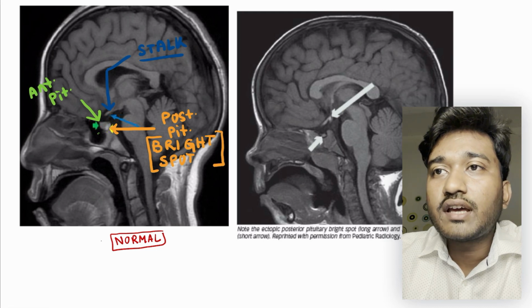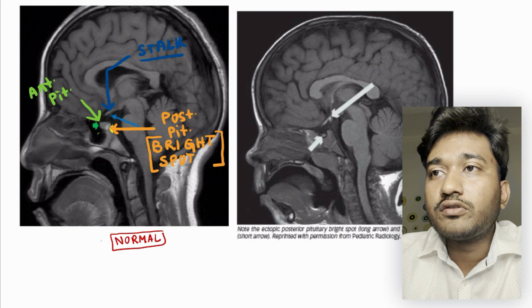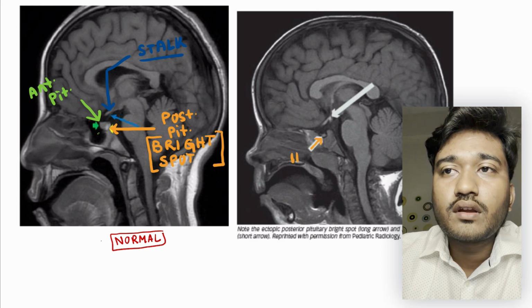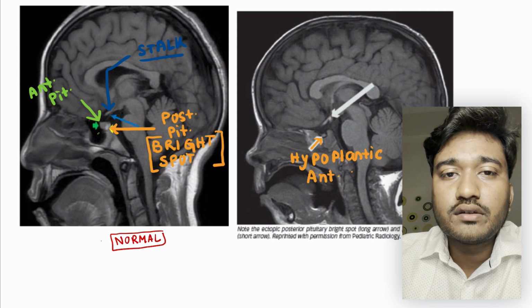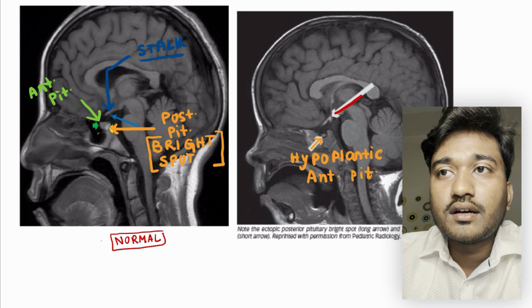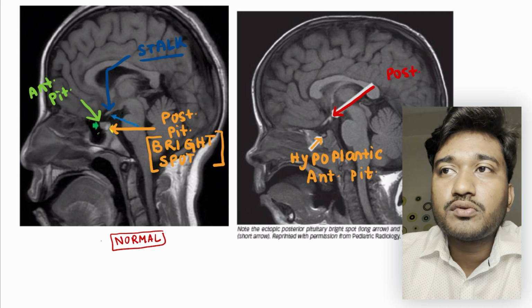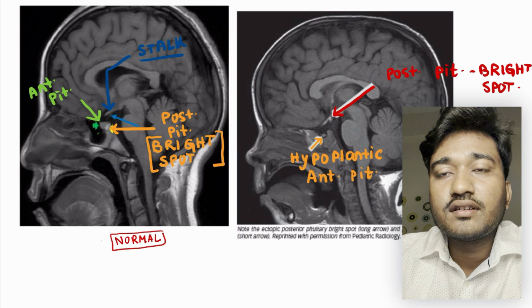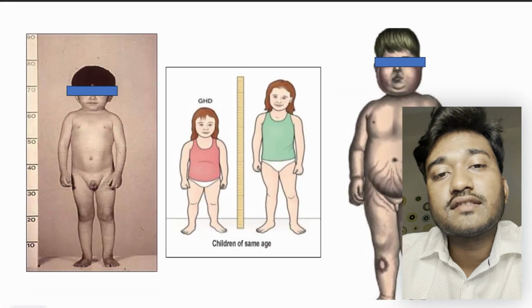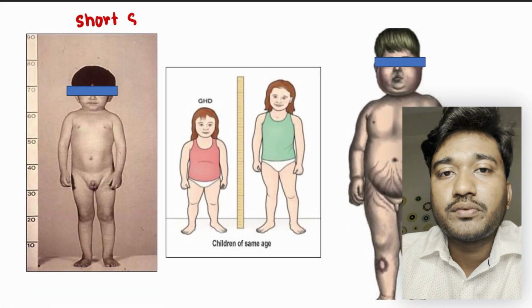So now look at the abnormal MRI finding in case of congenital hypopituitarism. Look at the yellow arrow. In the yellow arrow, what you can see is a hypoplastic anterior pituitary, and in the red arrow you can see the posterior pituitary bright spot. So the anterior pituitary is present, but it is hypoplastic, and there is an ectopic posterior pituitary.